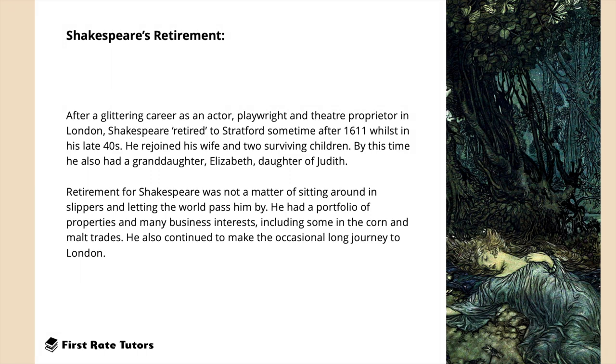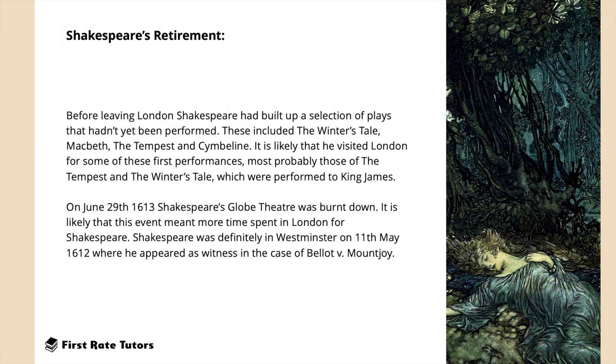Now, when it comes to Shakespeare's retirement years, after an amazing career as an actor, playwright and theatre proprietor in London, Shakespeare retired to Stratford-upon-Avon sometime after 1611, whilst in his late 40s. He rejoined his wife and two surviving children, and by this time, he also had a granddaughter, Elizabeth, who is the daughter of Judith. Retirement for Shakespeare was not a matter of sitting around in slippers and letting the world pass him by. In fact, he had a portfolio of properties and many business interests, including some in the corn and malt trades. He also continued to make occasional long journeys to London.